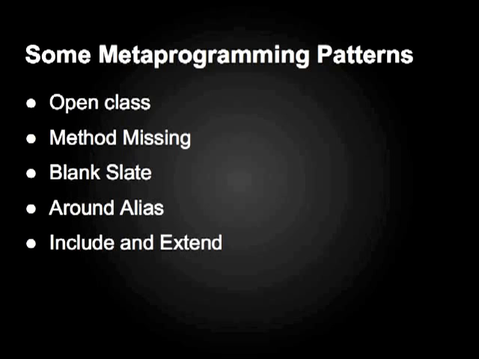So five of them that I'm going to discuss are something called open class. I'll talk about method missing a little bit. We'll discuss what a blank slate is. We'll talk about something called around alias, which is sort of like a method wrapper. And we'll also look at including and extending modules in a way that you're doing both around the same time.